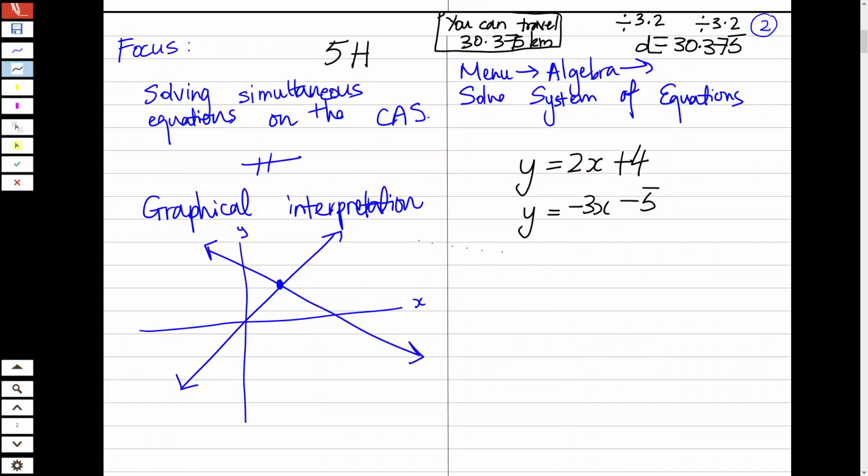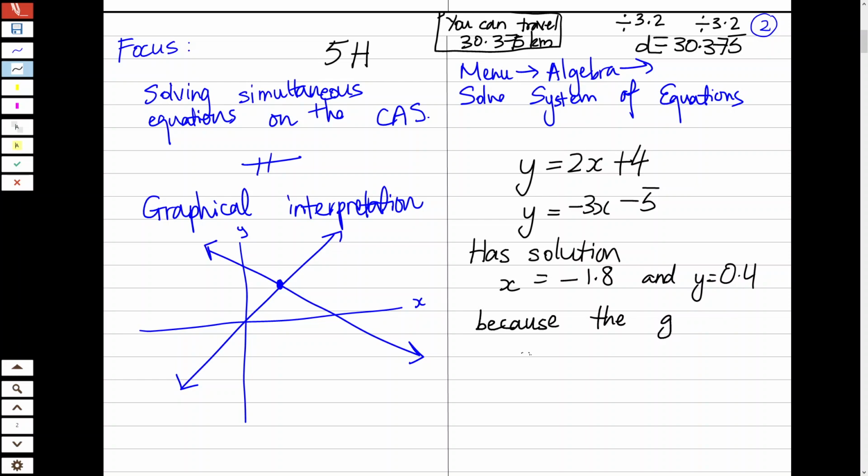Okay, so the solution to this system is x equals negative 1.8 and y equals 0.4, because the graphs intersect at the point negative 1.8 and 0.4. Yeah, intersect. Intersects.